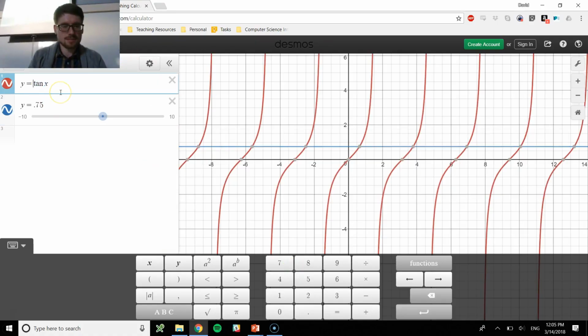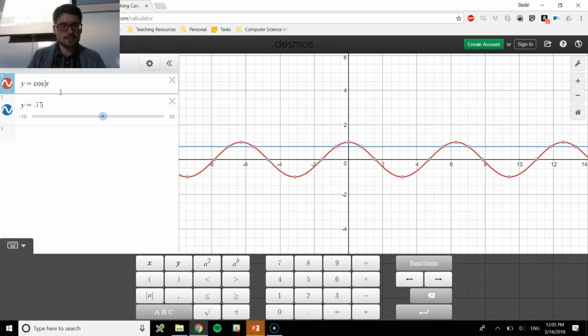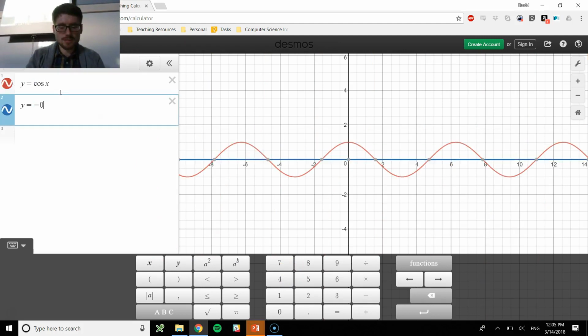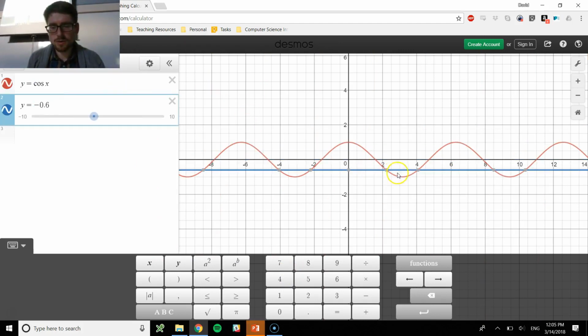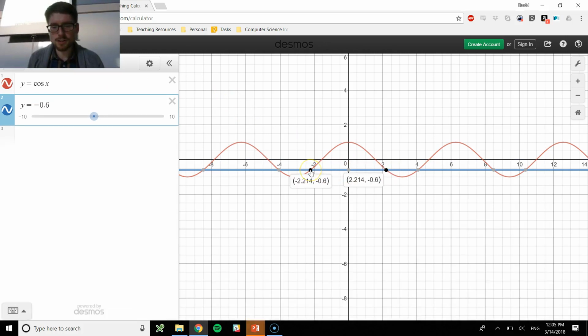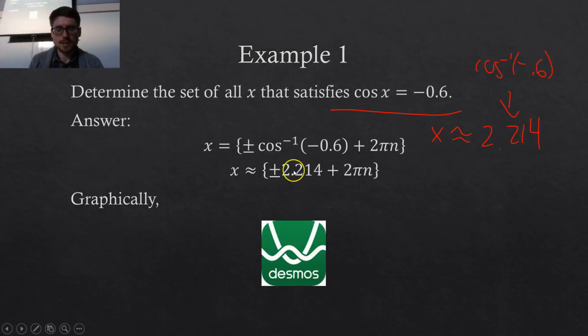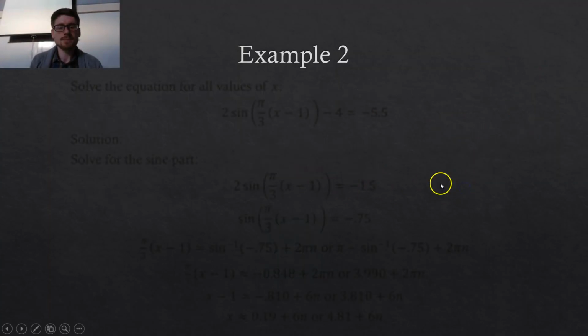Cosine of x and negative 0.6. So there's the 2.214, there's the negative 2.214, and then we'd have all the answers that are coterminal to those. Plus or minus, plus 2 pi.